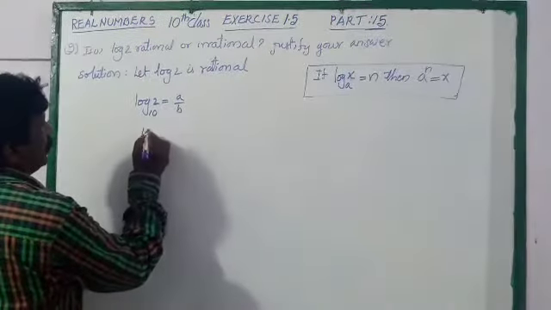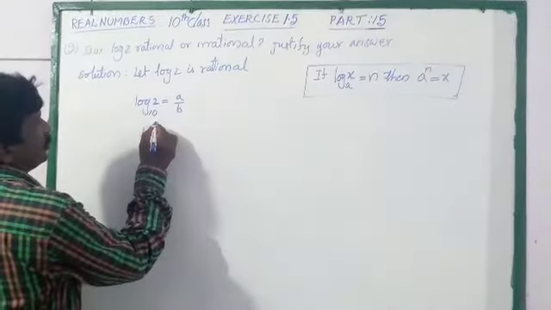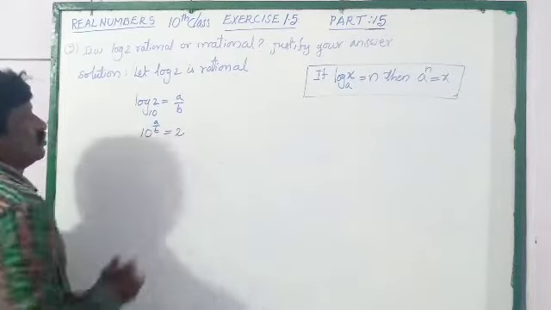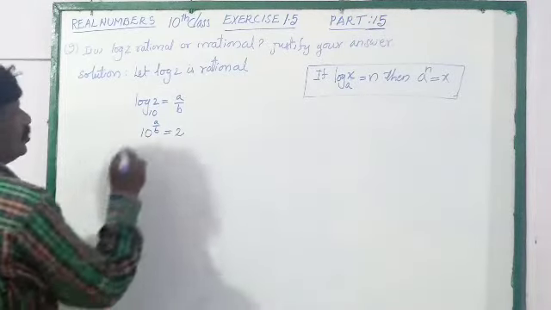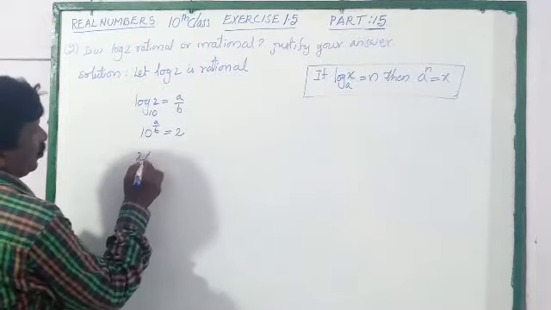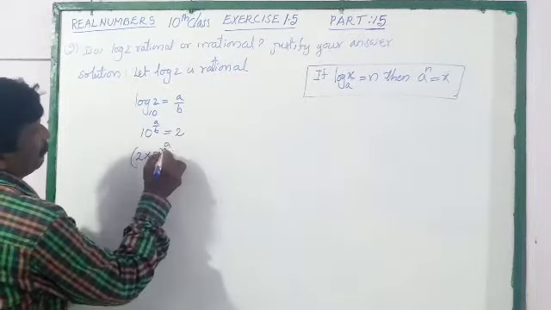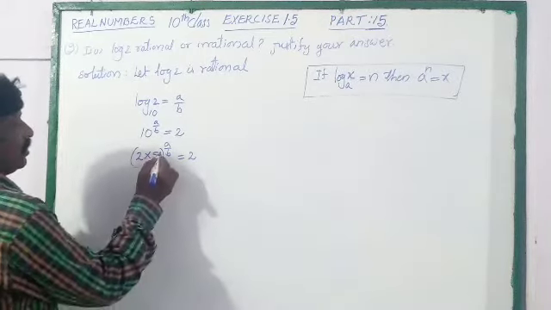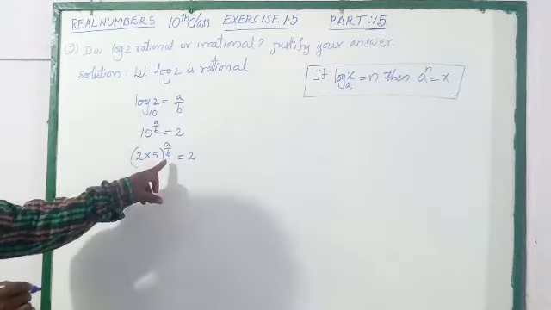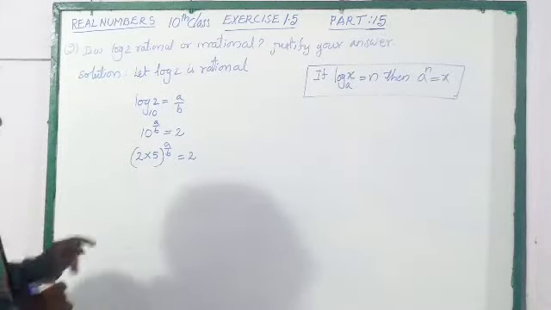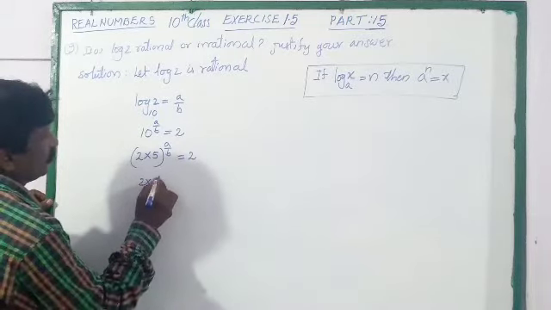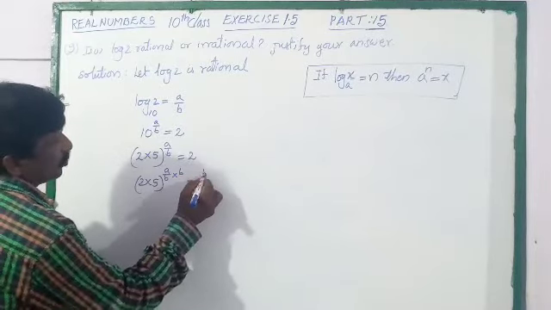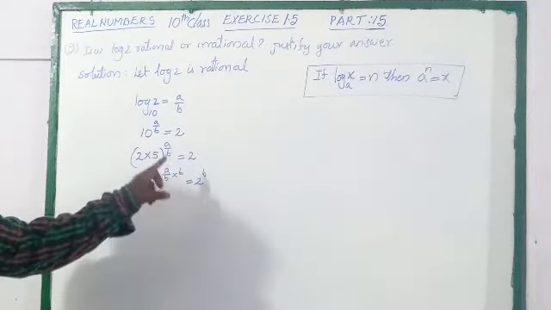According to the formula, 10 to the power a by b is equal to 2. So 10 is 2 into 5, whole to the power a by b is equal to 2. Raising both sides to the power b, 2 into 5 whole to the power a by b into b is equal to 2 to the power b. Both sides we raised to the power b.